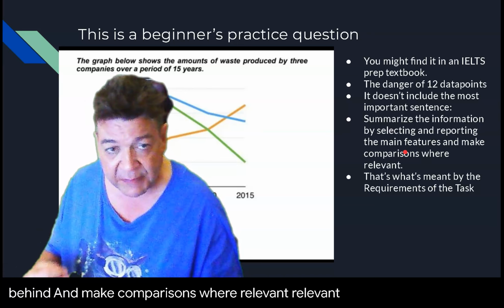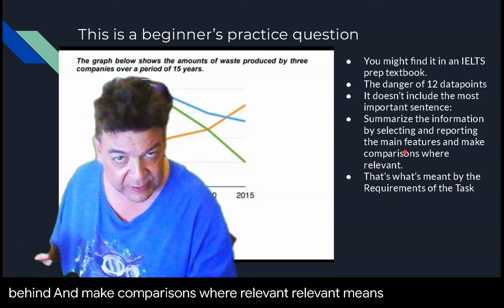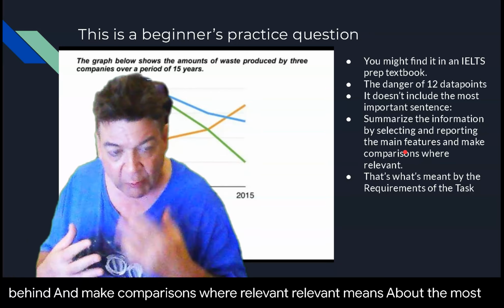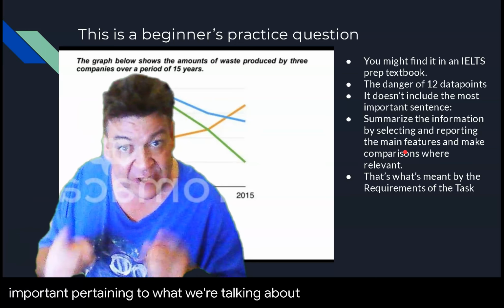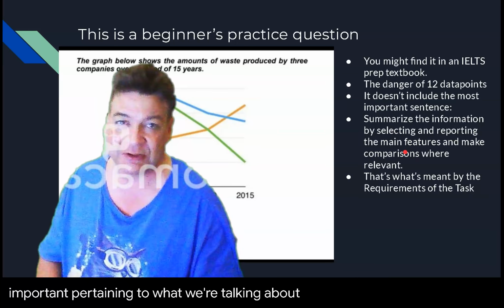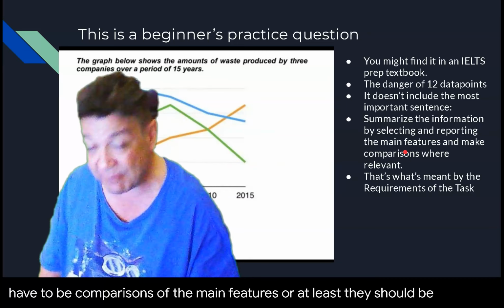Now, relevant means pertaining to, about the most important, pertaining to what we're talking about. And what we're talking about in Task 1 are the main features. So they have to be comparisons of the main features, or at least they should be if you want to get high marks.